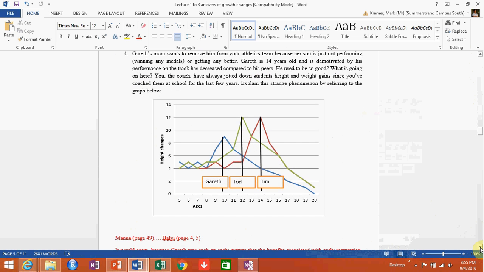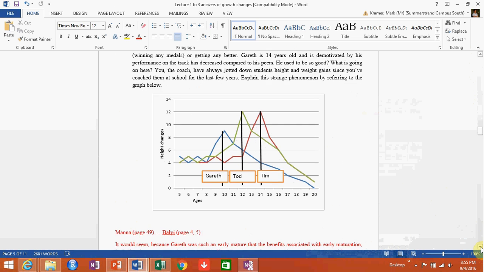Gareth's mom wants to remove him from your athletics team because she sees that her son is not performing and his peers are just getting better. Gareth is 14 years old and all of them are 14 years old, but you as the coach, luckily you've been keeping these peak height velocity curve measures as you've gone along. So what could be going on here? Please explain this phenomenon to the mom.